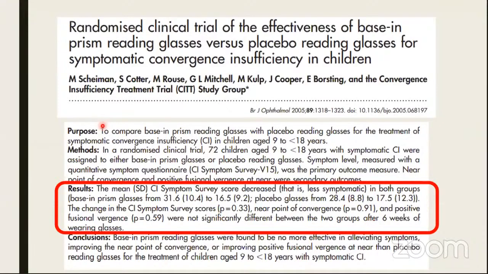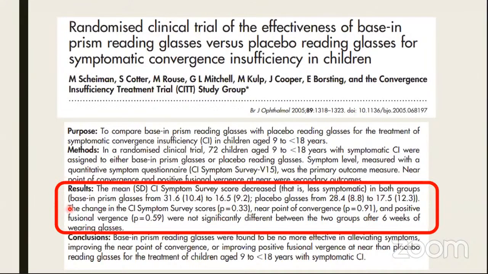As we all know, a randomized clinical trial provides the highest level of evidence. In this randomized clinical trial, 72 children aged 9 to 18 years, with symptomatic CI, were assigned to either base-in prism or placebo reading glasses, and symptom level was measured with the CISS, the Convergence Insufficiency Symptom Survey. These symptoms were the primary outcome, and the secondary outcomes were near point of convergence and positive fusional convergence at near.